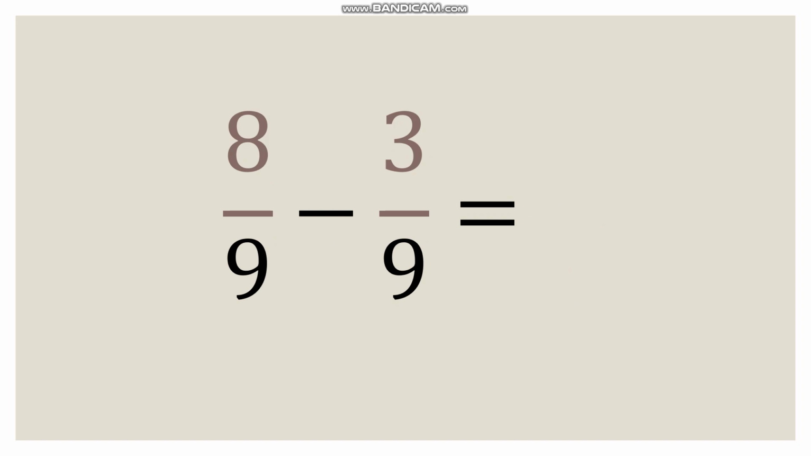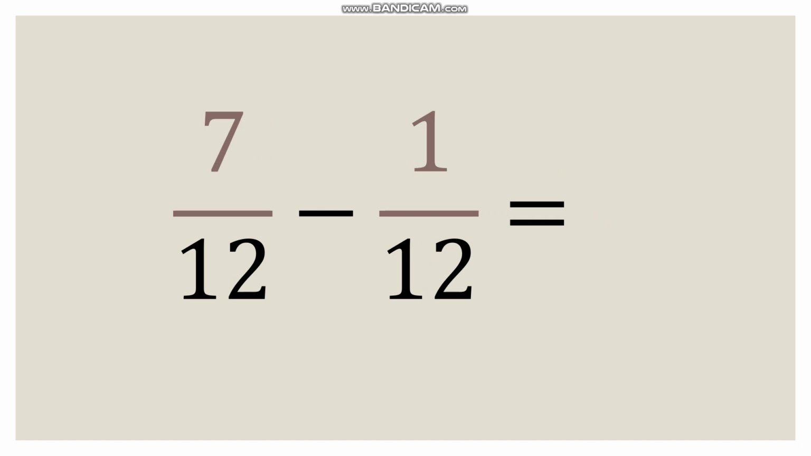Next, 8/9 minus 3/9. So what's the answer? Okay, so you're just going to subtract the numerator. 8 minus 3, that's 5. Then copy the common denominator, which is 9. So 5/9. Very good.